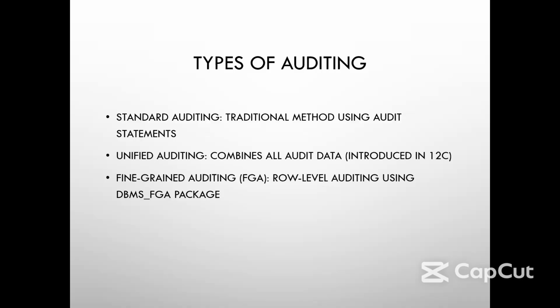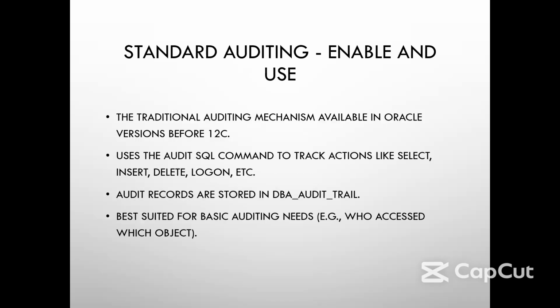Here there are three types of auditing in the Oracle database. One is standard auditing, another one is unified auditing, and the third one is fine-grained auditing. Each auditing type has its own specifications. Let's see what standard auditing is. Standard auditing is just enable and use. For example, we have one table like Ramesh, and we can just enable the auditing for that table.